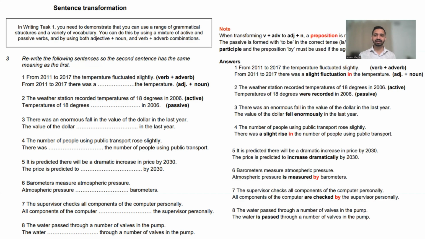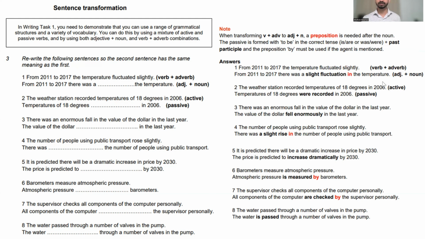All right, let's look at the answers now. So note that when you are transforming from verb to adverb to adjective and noun, a preposition is needed after the noun, okay? And I'll show you what it means. And let's look at the passive one. The passive form is formed with to be in the correct tense, is, are, or was, plus the past participle, okay? So your verb form is going to change to the past participle, which is the third form of the verb. So you've got infinitive, you've got past simple, and then you've got past participle, okay? So make sure that you're using that.